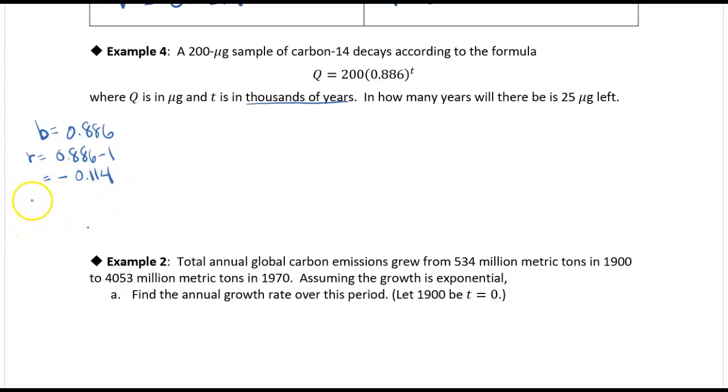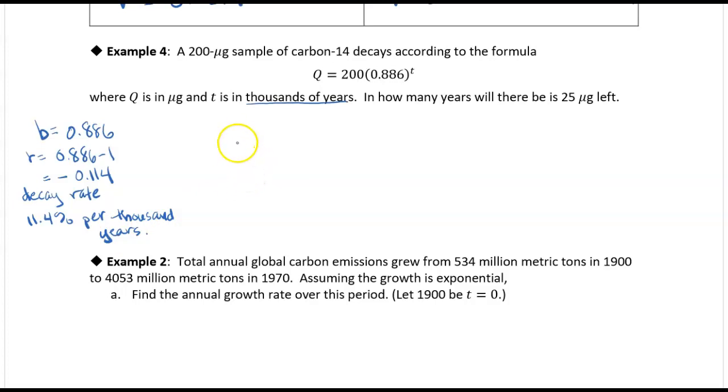All right, so we can say that the decay rate is 11.4% per, it's not per year, it's per 1,000 years. So per 1,000 years. Okay, so it's important to note what time unit the t value is in, because that's also going to determine what the units of your decay rate is. Okay, so just be aware of the units.